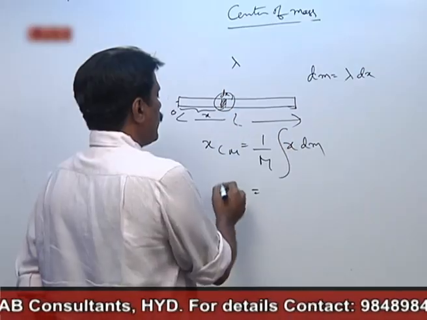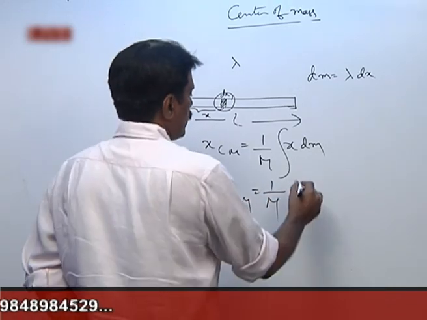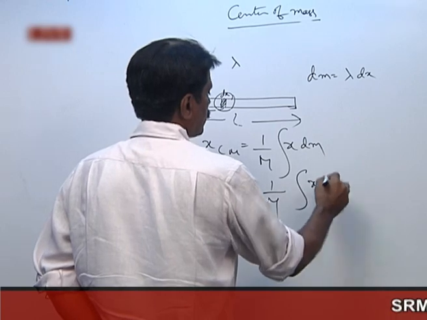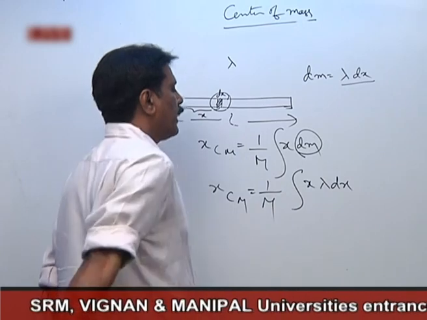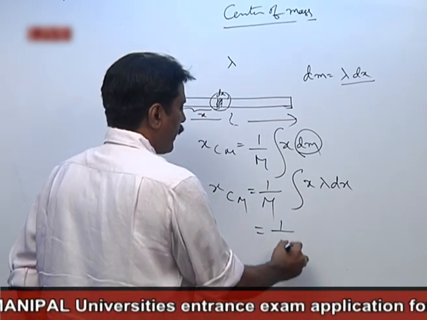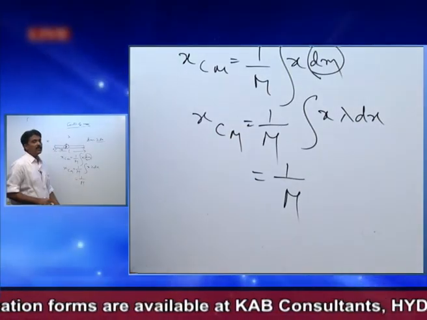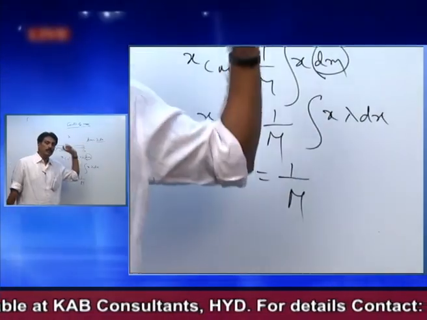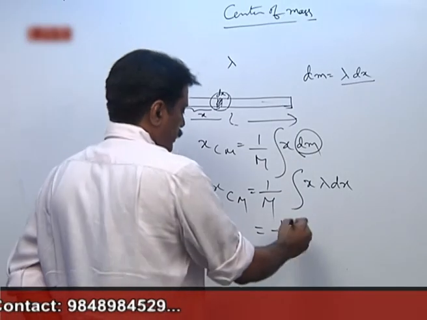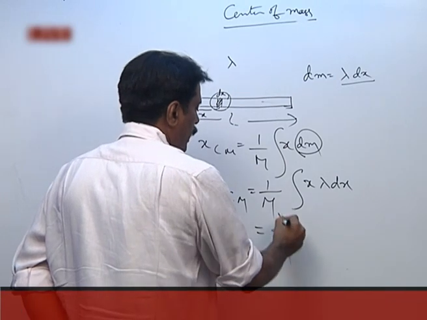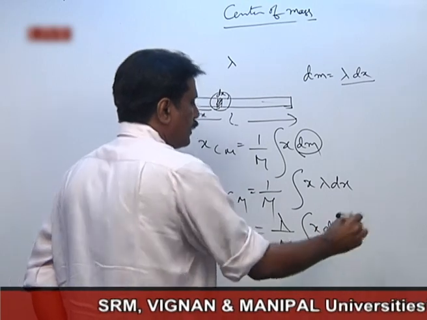Then substitute the dm value here. 1 by m integral x lambda dx, since dm is equal to lambda dx. Lambda is constant here. Why is it constant? Because the mass is uniformly distributed. So, lambda is a constant, let us pull it out. It becomes lambda by m into integral x dx.